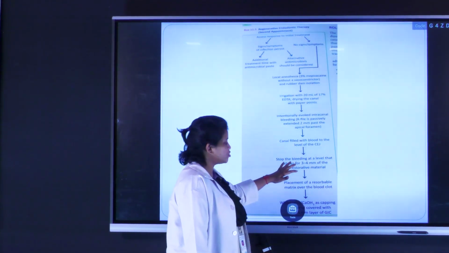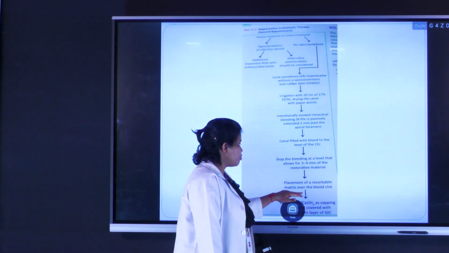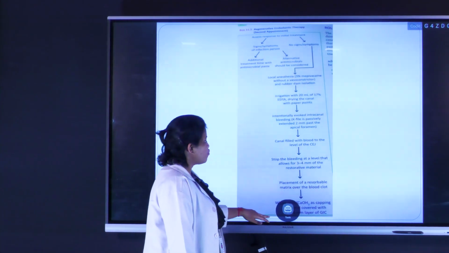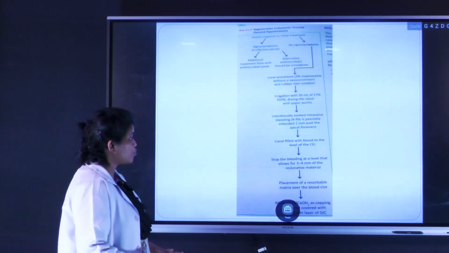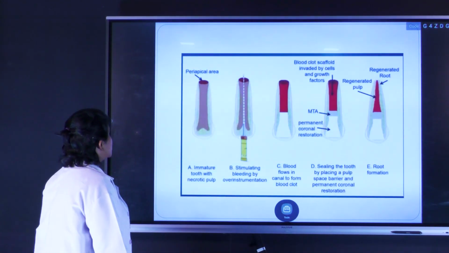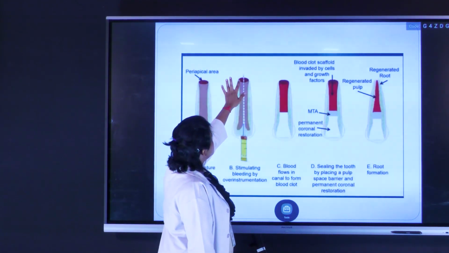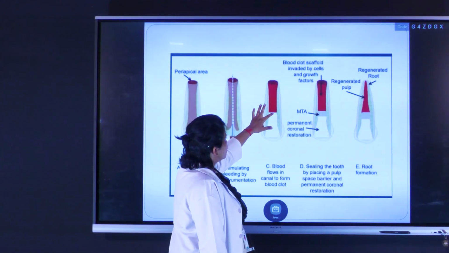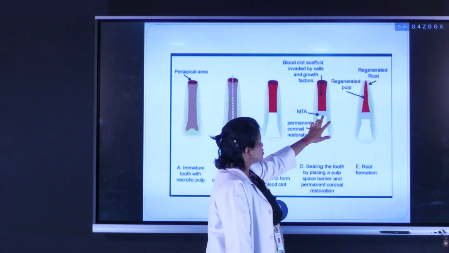We stop at the level of CEJ, making sure that we are short by 3 to 4 mm, and then we place a resorbable matrix for the blood clot. For example, here we will place the rich fibrin, followed by placement of either GIC or MTA. This is what happens in the second appointment. In the pictures, this is the periapical area. We place the file 2 mm beyond the apex so that we induce the bleeding. We can see the bleeding filling the cavity more than two thirds, and we leave this 3 to 4 mm. We place the scaffold here.